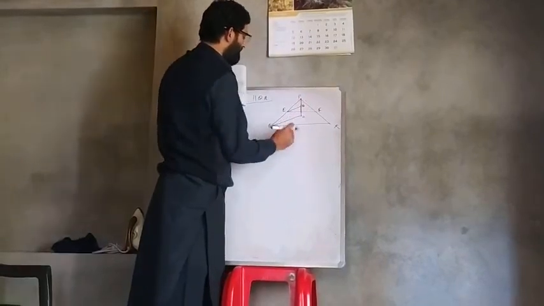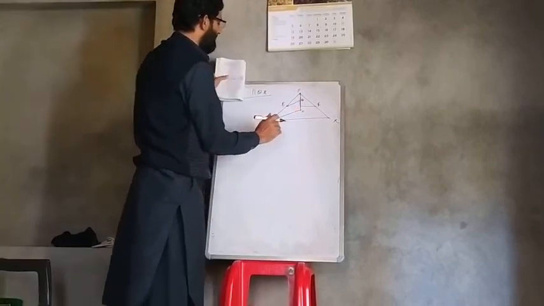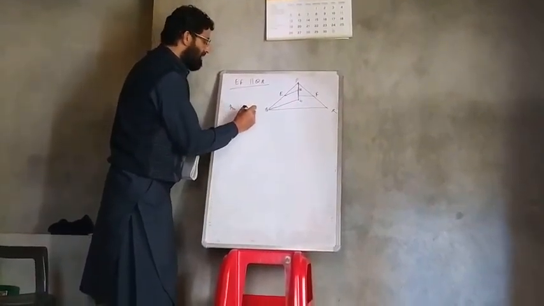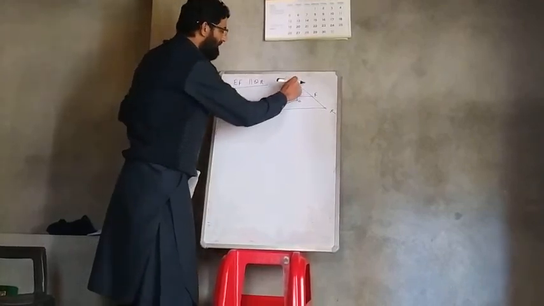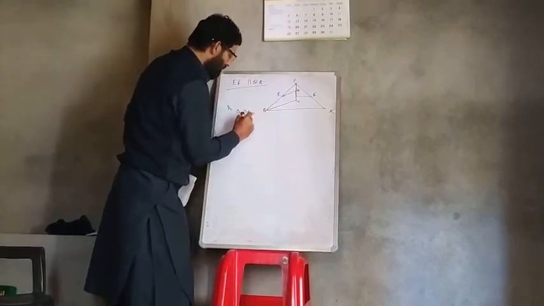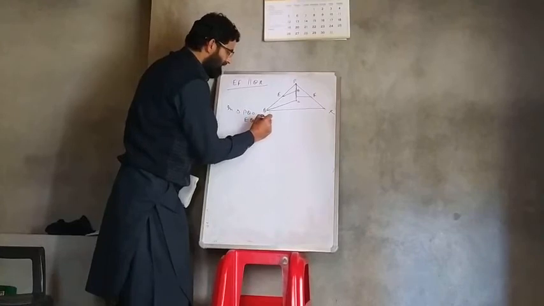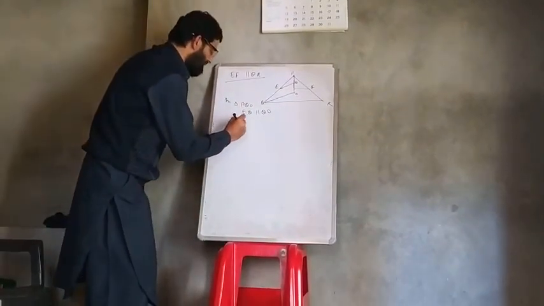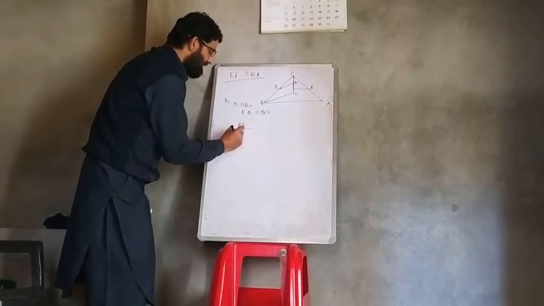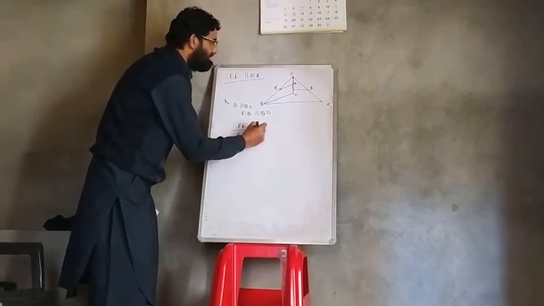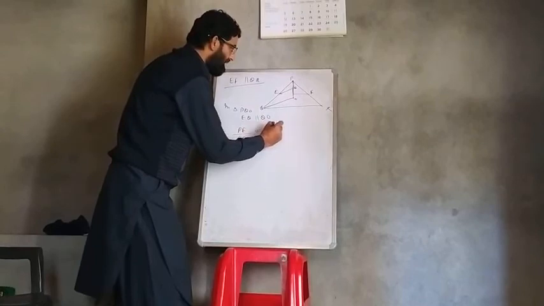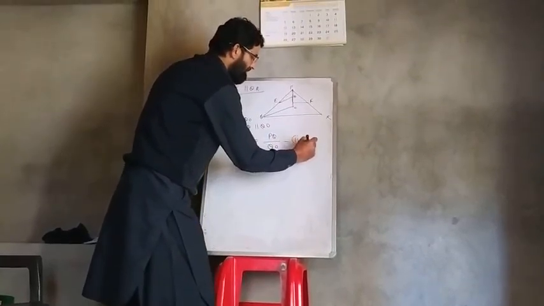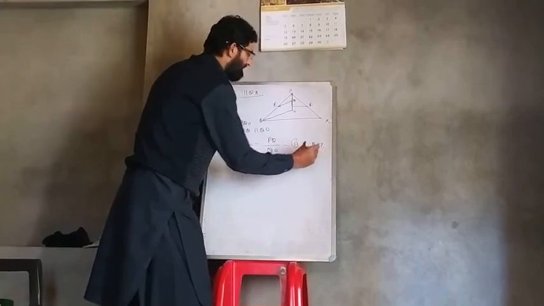Now let's take this triangle. In triangle PQO, EQ is parallel to QO. Therefore, the other two sides are divided in the same ratio. Therefore, PE divided by EQ is equal to PQ divided by QO. Name this equation first by BPT.